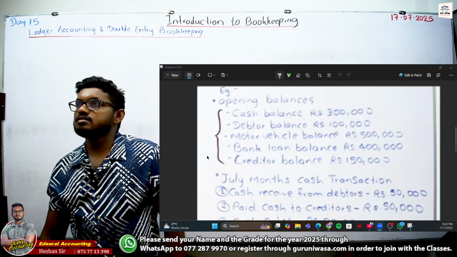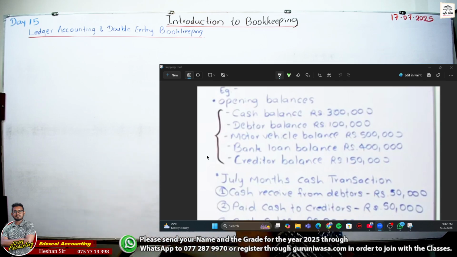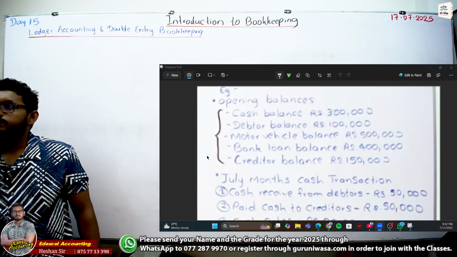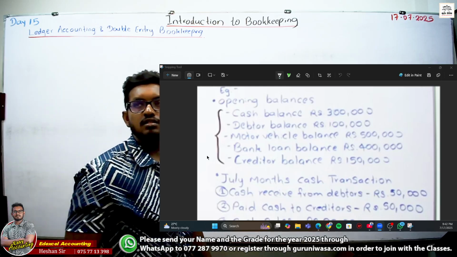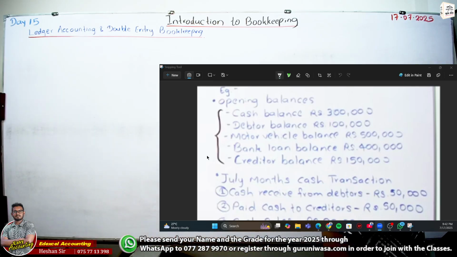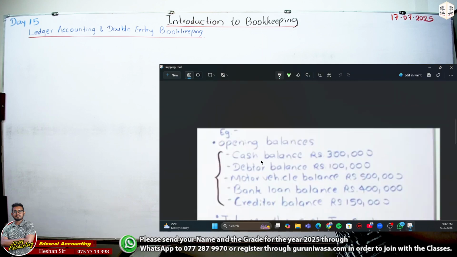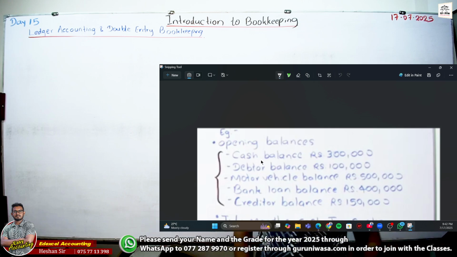Opening balances: cash balance, debtor balance, motor vehicle balance, bank loan balance, creditor balance. First write the balances and raise your hand, and I'll show you the transaction. Let's do this work example.